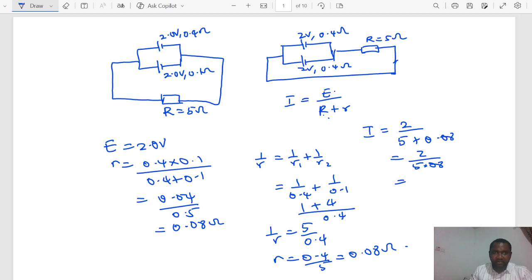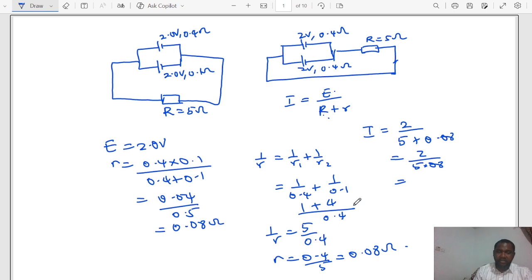So we have 2 divided by 5.08. That will be 0.39. So we are going to come here and write the answer. So this is equal to 0.39 amperes. That's the answer to that question.